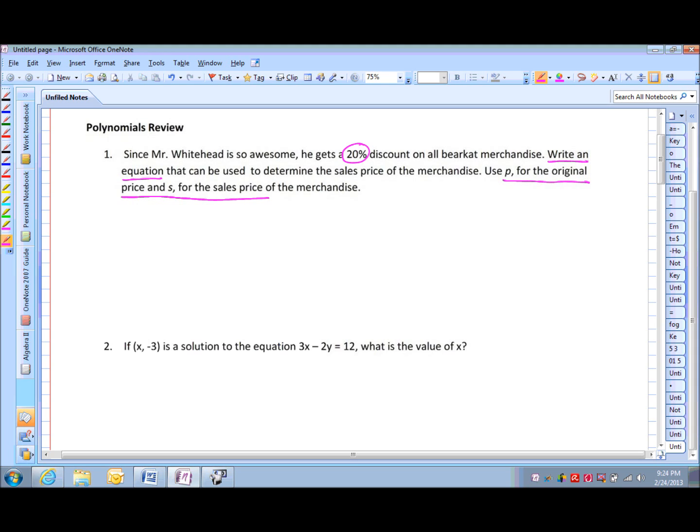Now, 20%, when we want to change a percent into a decimal, we move the decimal place over 2 times. So 20% is the same thing as writing 0.2. So S equals the sales price, the price that Mr. Whitehead pays. And P equals the original price.